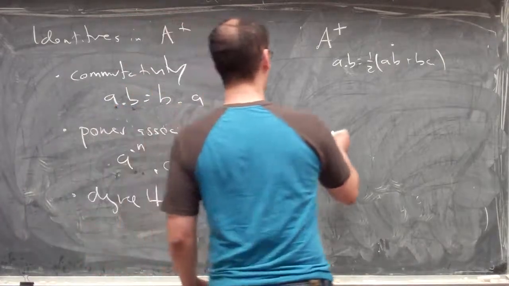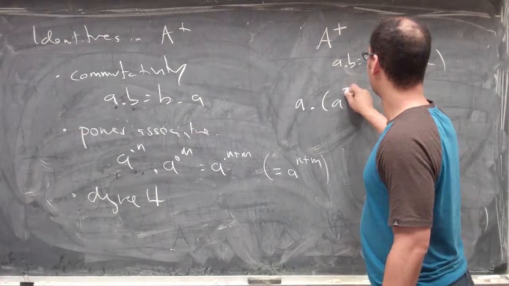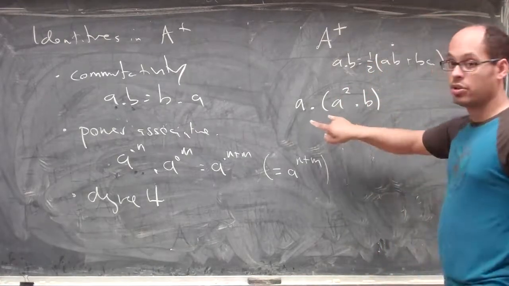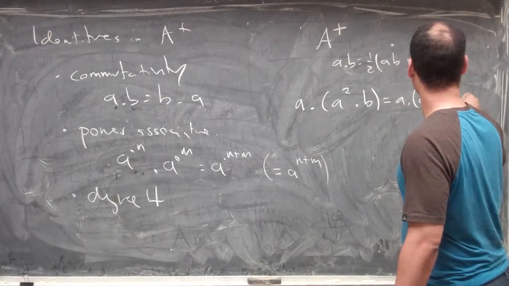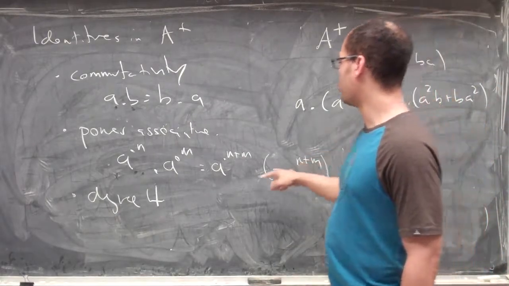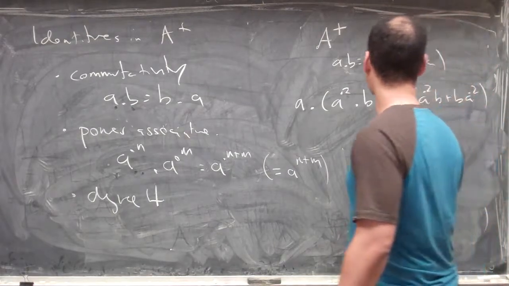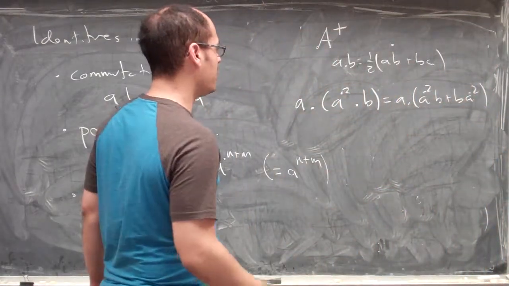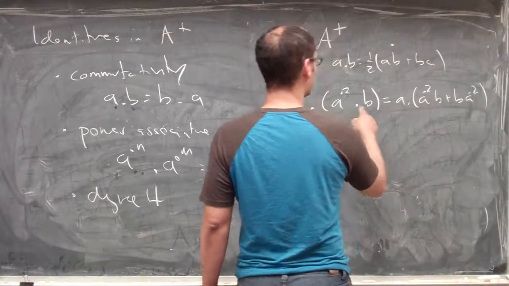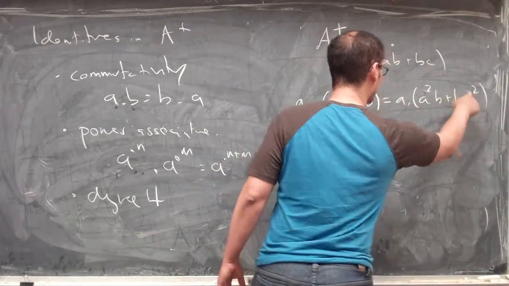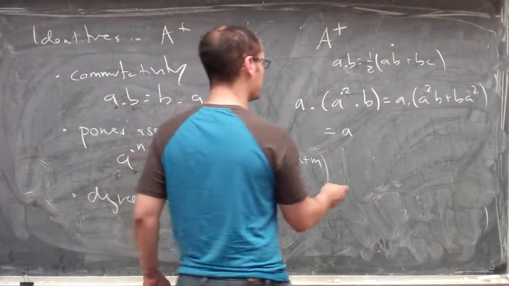So I'll just kind of derive it. What does it come from? It comes from looking at a · a² · b, for example. So let's work out what this is. This is a · (a²b + ba²). When I write a² here, I'm really just thinking a upper-dot squared. Maybe I'll just write it with the upper dot, just to be less confusing. Well, what is that? It's the same as a². This is evaluating it in the algebra, as we noticed over here.